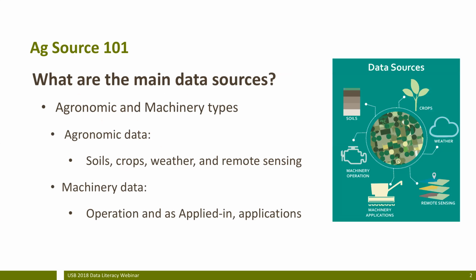So if we move to what are the agricultural sources, we call this section Ag Source 101. What are the main data sources? So our team divides this information into agronomic and machinery types. The agronomic divided into soils, crops, weather, and remote sensing. And the machinery is specifically everything related to operation and application.